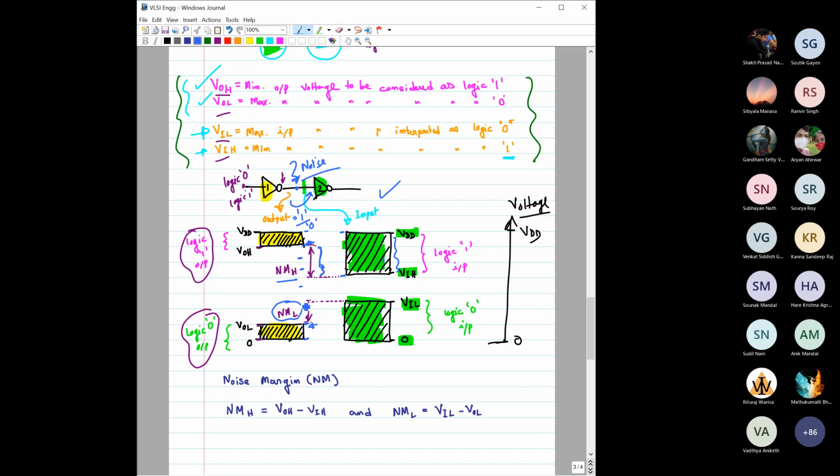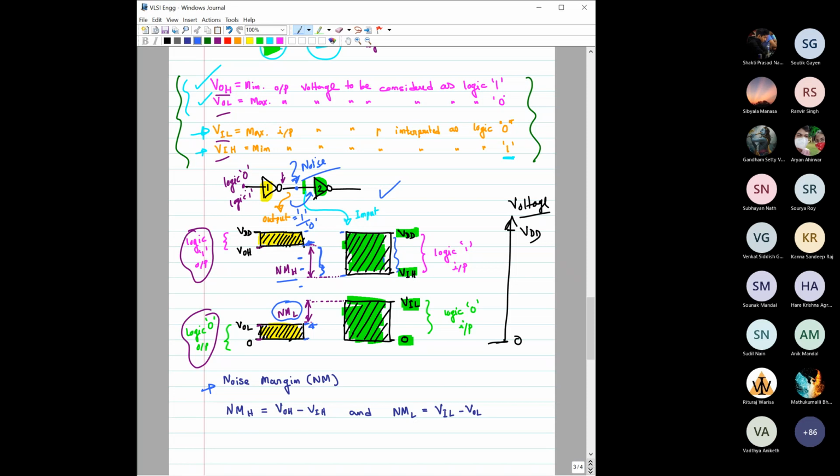This particular margin is called the noise margin low, NML, and it is basically the difference between VIL and VOL. Here I have written it explicitly. You can see noise margin high is the difference between these two, and noise margin low is the difference between this and this. So it is obvious that for any digital design, you would try to make the noise margin as high as possible.